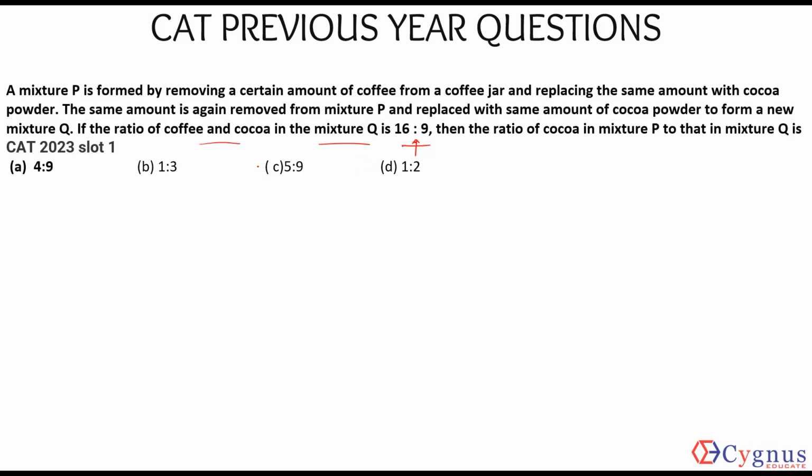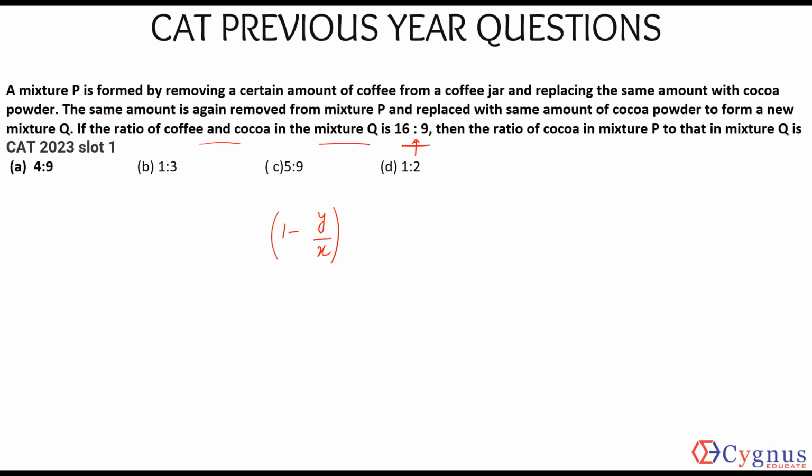The ratio of the cocoa in mixture P to that in mixture Q is what? Now we know that it's a simple question based on the concept of removal and replacement. Let's assume that Y quantity was taken out of X quantity. So there was a straightforward formula. I'm going to replace Y quantity out of X quantity of coffee. Initially, mixture P contains only pure coffee.